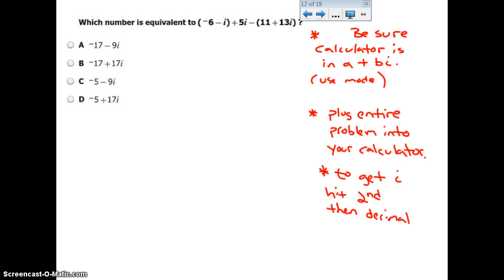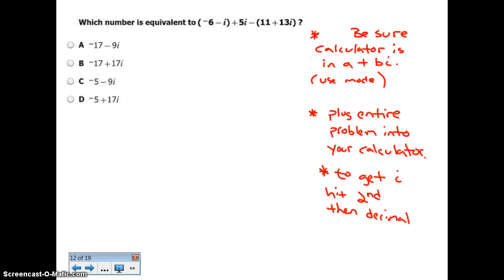Okay, this is the complex numbers packet, and a lot of this stuff involving imaginary numbers, or i, can be done on your calculator. So I'm going to do a brief review of how to do these sorts of problems on your calculator, and then we'll do a few example problems.